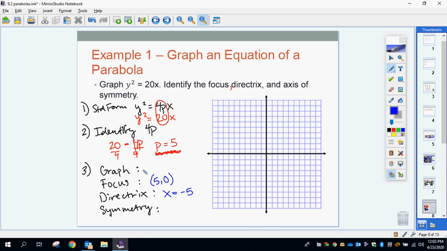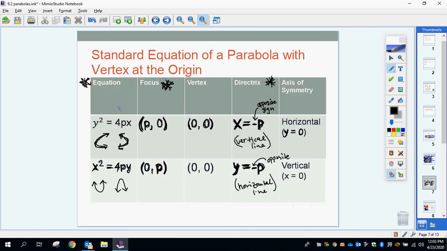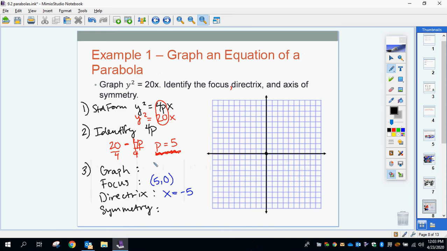And again, the graph, I'm not going to make you graph certain points, but we do know that its vertex is at 0, 0. And we do know, since it's y squared, that it's either opening left or right. Okay, so it's sideways. Let's go ahead and plot this focus point at 5, 0: 1, 2, 3, 4, 5.